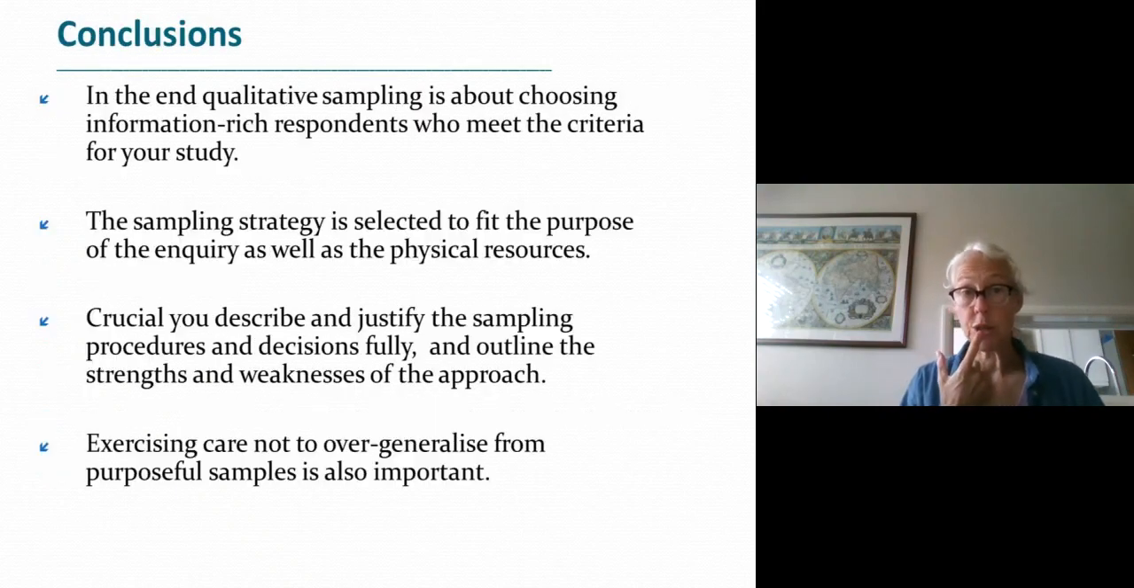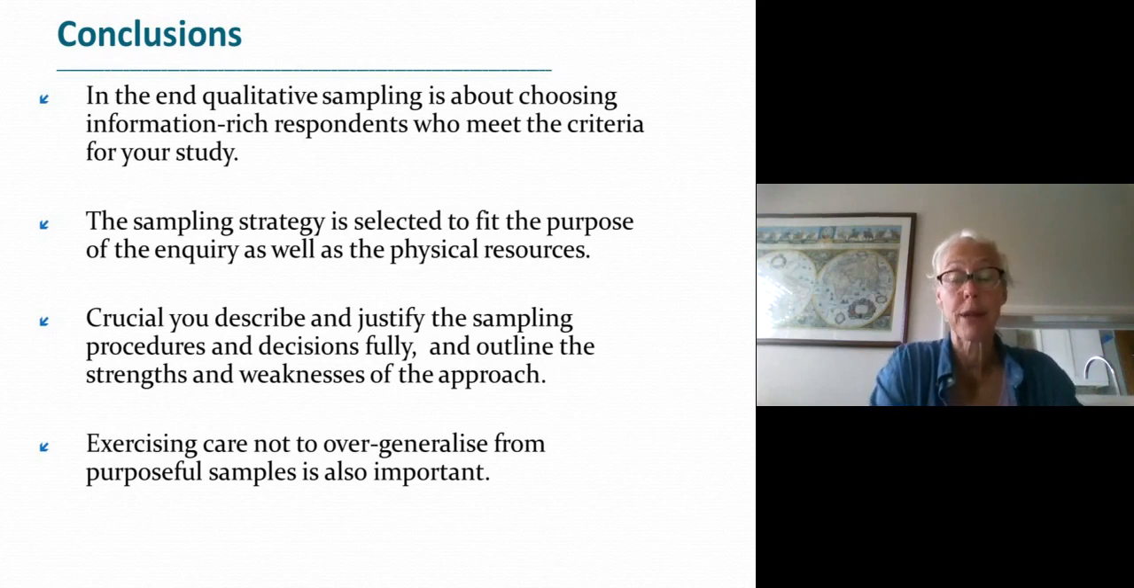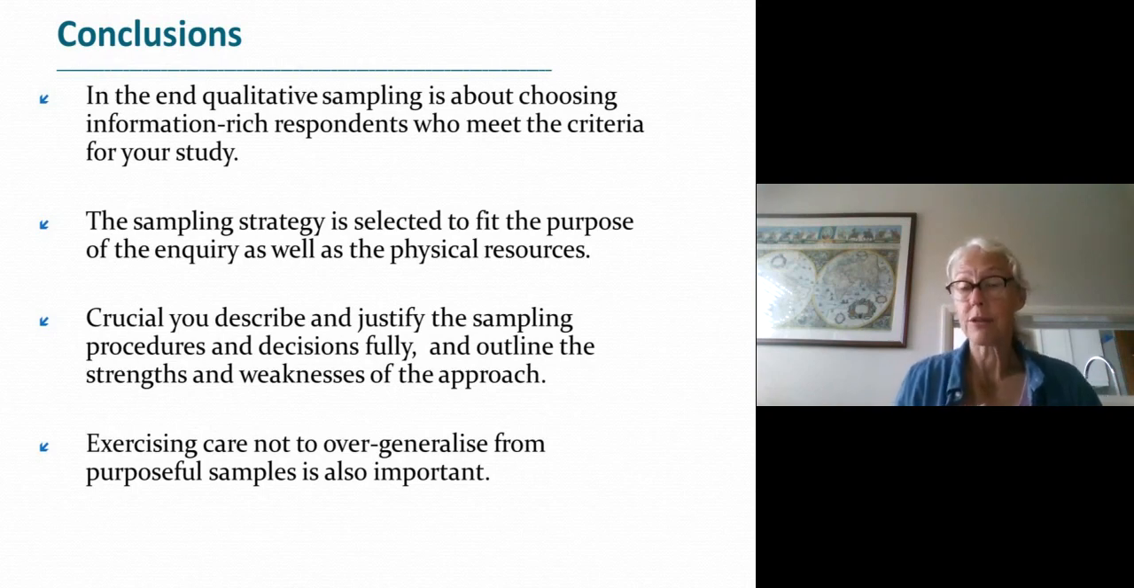So just to draw a quick conclusion, basically qualitative sampling is mostly about choosing information-rich respondents who will meet the criteria of your study. Your sampling strategy is selected to fit the purpose of your inquiry, as well as the physical resources, in other words, the time and money that you have available to do this. What's very crucial in your dissertation is that you describe and justify the sampling procedures and the decisions you've made as fully as possible, and outline the strengths and weaknesses of the approach. So be open and honest about any limitations there.